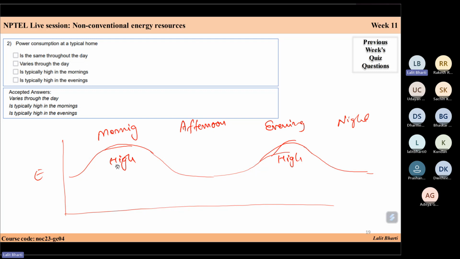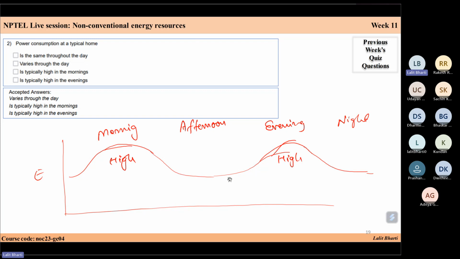Typically, most of the household work, all the chores, are done in the morning time. So you will need higher energy. You are using, let's say, the heaters, the water heater, and for making food you need some gas or any kind of induction or heater. If you are using these, then you need high energy in the morning.